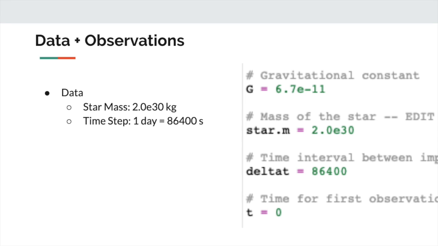We begin with the given observations about the star, that its mass is 2.0 e30 kilograms, and the time steps for each generated position will be 1 day, or 86,400 seconds. This is conveyed in the starting lines of the code, here and here.